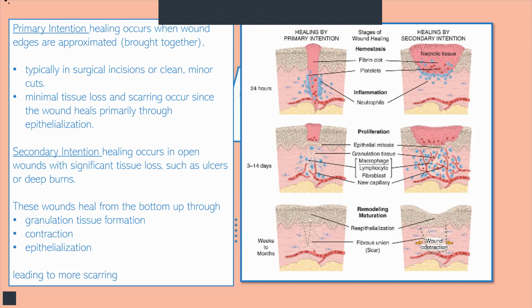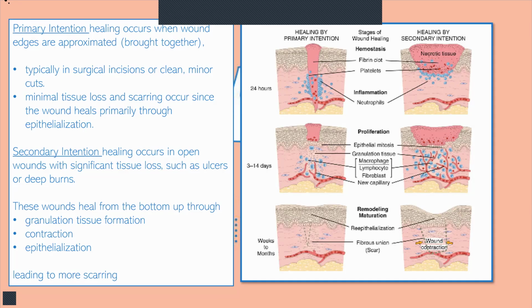In contrast, secondary intention healing occurs in wounds with significant tissue loss, such as ulcers, burns, and deep lacerations. These wounds cannot be closed by sutures or direct approximation due to their size and complexity. Instead, they heal through granulation tissue formation, contraction, and epithelialization. The process is prolonged, involving more intensive inflammation, greater fibroblast proliferation, and increased collagen deposition. The result is often more scarring and a higher risk of infection compared to primary intention healing.